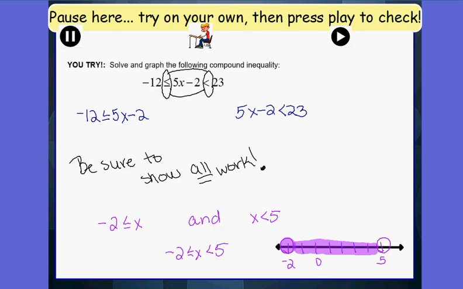Okay, the solution set consists of all real numbers between -2 and 5, including -2, but not 5. -2 must be less than or equal to the answers, which are less than 5. Here's the graph. Make sure that you show all of the steps for me to check tomorrow, and we'll practice with some more compound statements.